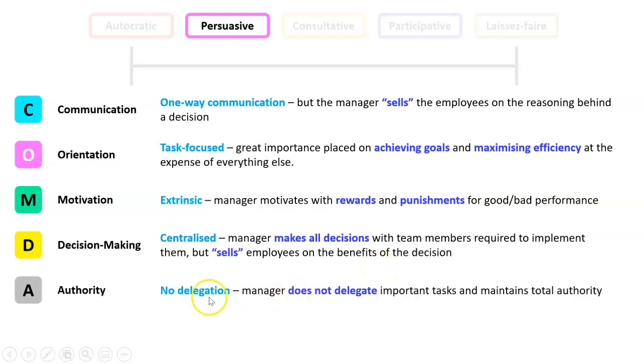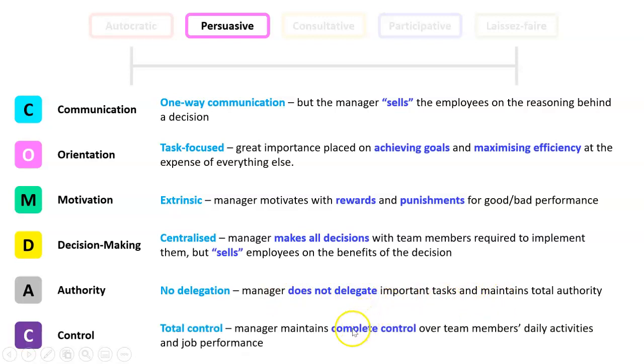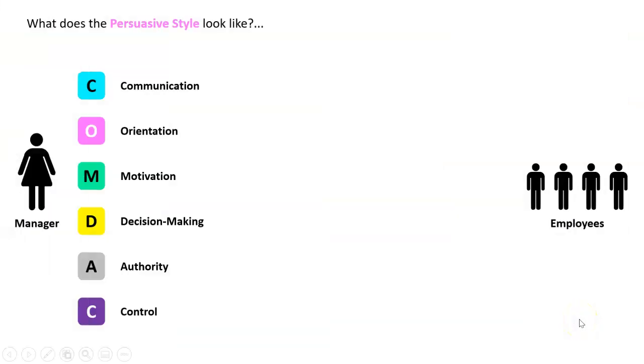The authority, so there's still no delegation, just like with autocratic. The manager does not delegate important tasks and maintains total authority, and the control is the same as it is with autocratic, which is total. The manager maintains complete control over the team members' daily activities and job performance. So we could summarize what a persuasive style looks like through our COMDAC variables.